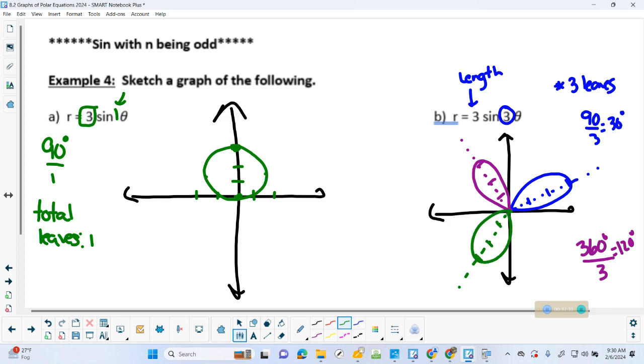Why'd you add 120, not 30? Say that again. Why did I add what? Don't you add 120 to the 30 to get the second one? Oh, I should have. You were right. I'm sorry, guys. I'm so sick today. I really should have. You're right.